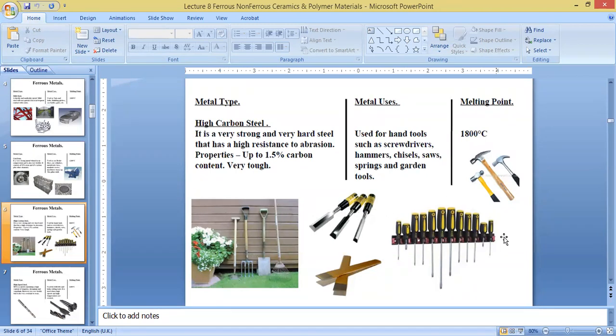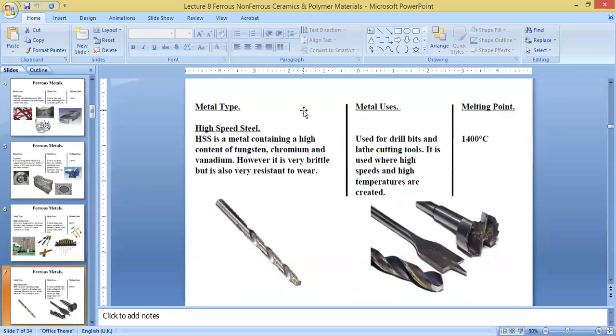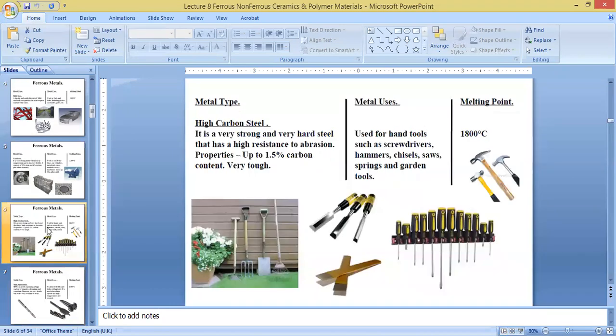There's even a picture here. So these tips of the screwdrivers, these are most likely high carbon steel. The hammerheads are also made out of high carbon steel. It has a melting point of 1,800 degrees Celsius. That was high carbon steel.